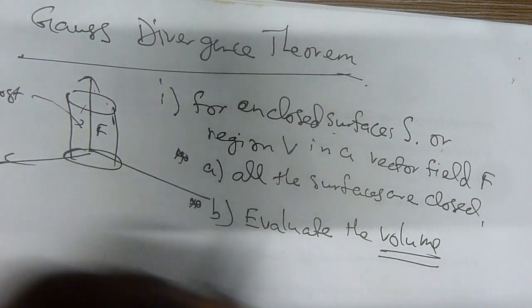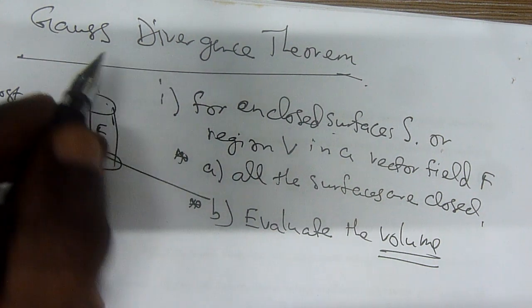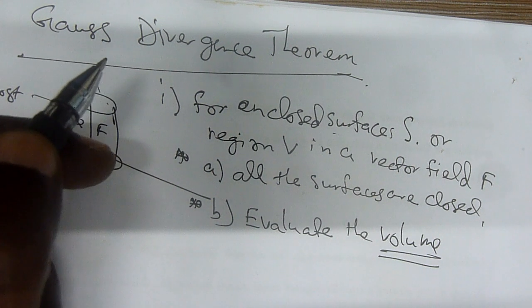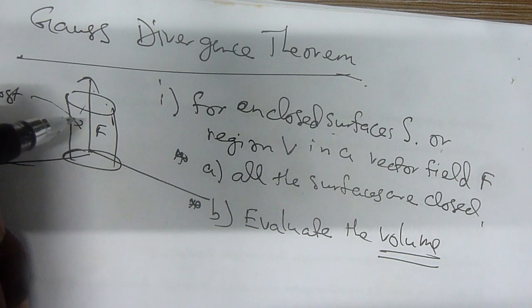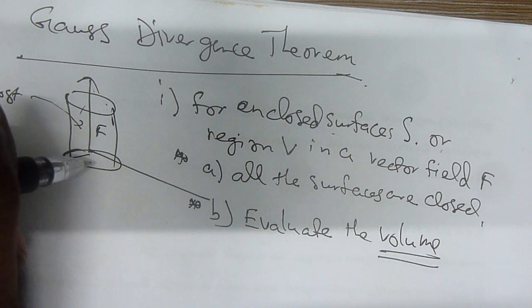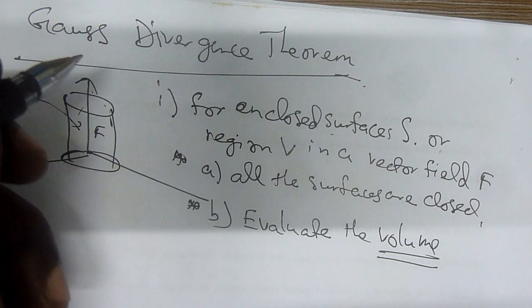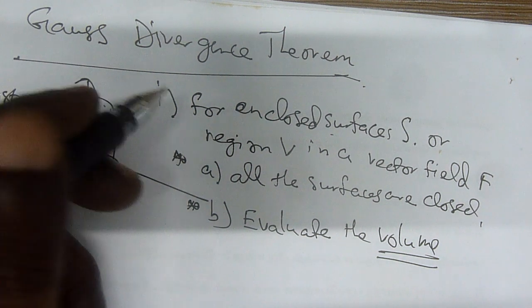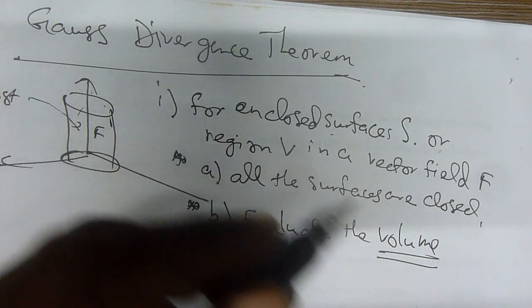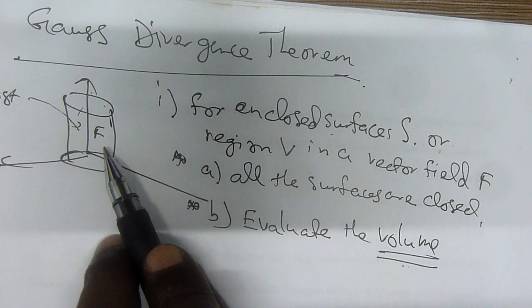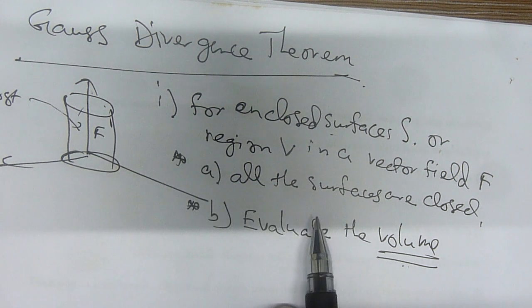Okay, if the question asks something to do with the volume, then you can use Gauss divergence. Remember, I repeat again: you cannot calculate any single particular surface using the Gauss divergence theorem. The Gauss divergence theorem can only be used to calculate volume-based problems. That's very important.